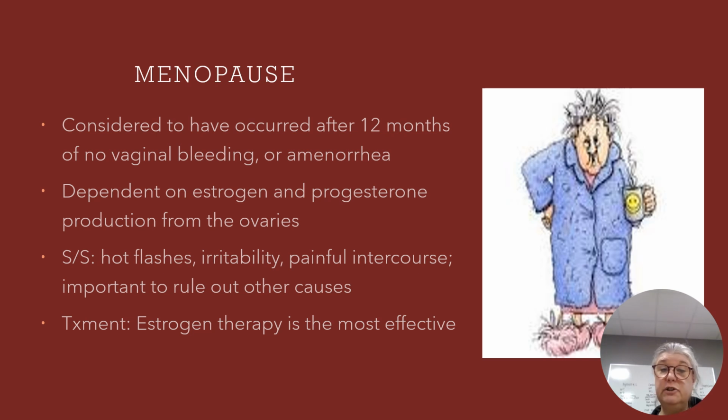So treatment, we're going to do estrogen therapy, which is most effective. The problem with estrogen therapy is you increase your risk of breast cancer. So choosing to do estrogen therapy, you need to assess your familial risk for breast cancer. All right. They can use estrogen and progesterone combined. And the progesterone helps decrease that risk of breast cancer.